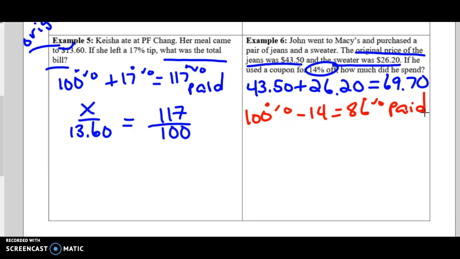So that's what I'm going to put over 100: 86 over 100, and then the original price is in the denominator, 69.70, and I'm solving for the numerator. In this lesson, we figured out how to solve discount, tax, and tip problems using a proportion.